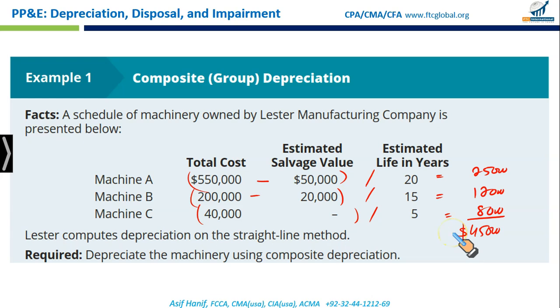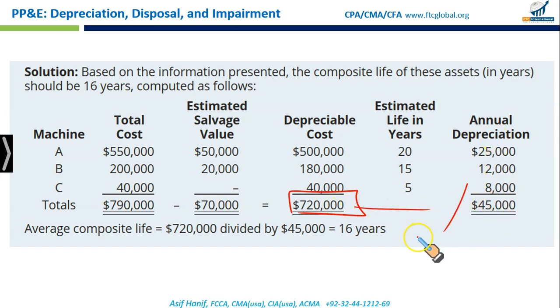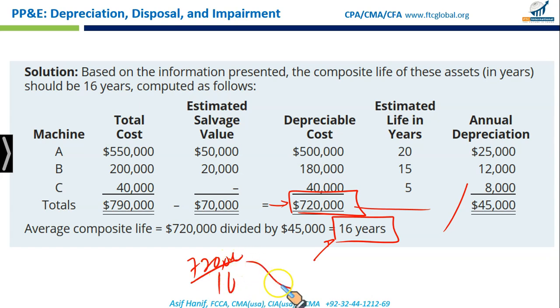So if you calculate the depreciable base, 550 less 50, 200 less 20, and 40 less nil, let me show you in the next slide. The net result of these is 720, the depreciable base or depreciable cost, right? This depreciable cost divided by 45,000 annual depreciation gives you the average life of the composite group of assets to be 16 years. So now we got the depreciable cost and the average life. So you simply take $720,000 upon 16, you get 45,000, the depreciation figure for the year.